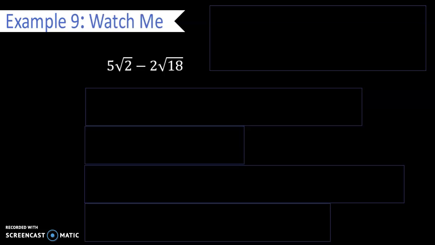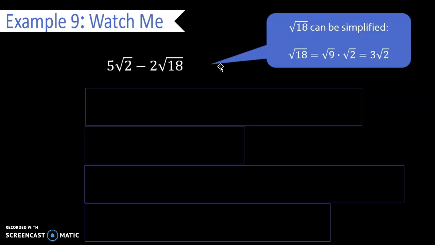In this example, my radicands do not match. I'm trying to subtract 5 square roots of 2 and 2 square roots of 18. Notice that the 2 and the 18 do not match. So we need to go ahead and fix that. We can fix that using the skills that we learned yesterday.